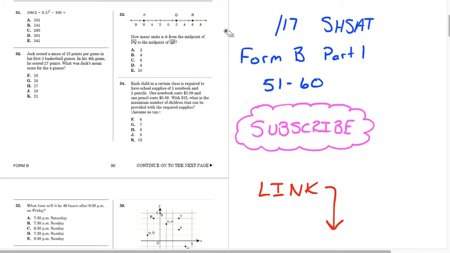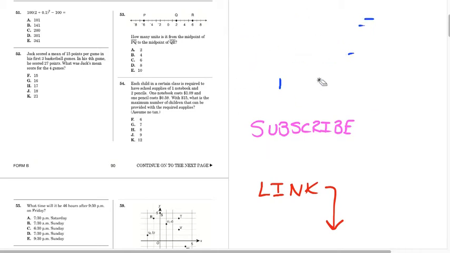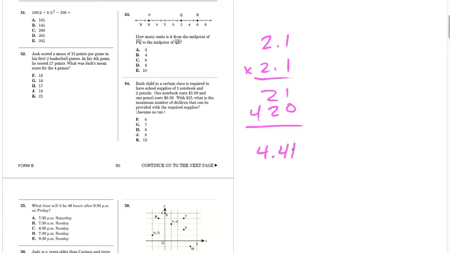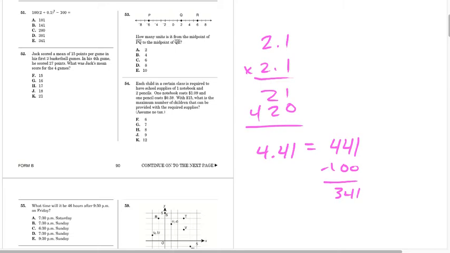All right, let's get started. The first question is simple math, right? We have to do 100 times the quantity 2 plus 0.1 squared minus 100. So we always start with parentheses. 2.1 times 2.1 is 4.41. Next step, we multiply that by 100, so that gives us 441. And we subtract 100, and that gives us 341, which is answer E.